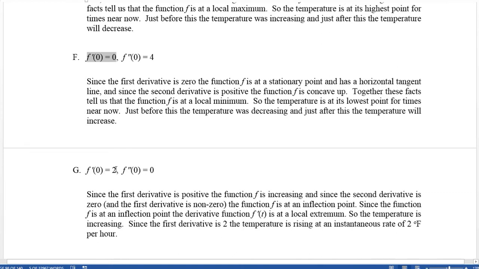What if the first derivative is non-zero and the second derivative is 0? Well, with the second derivative 0 and the first derivative non-zero, then the original function has an inflection point. So that means the derivative is at a local extremum, and the original function has an inflection point. So let's see what's happening here. The function is increasing instantaneously at a rate of about 2 degrees per hour, but it's an inflection point there.